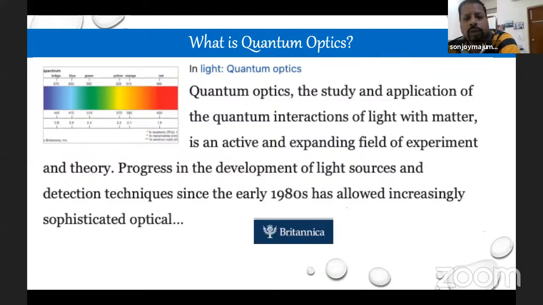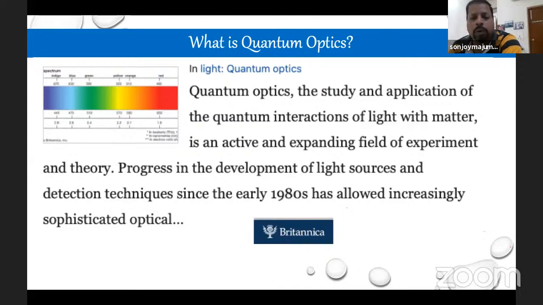There are different definitions available in the literature. I'll try to quote from the encyclopedia. If you see that encyclopedia statement, quantum optics is a study of an application of the quantum interactions between the light and matter. It is an active and expanding field, and I would like to add that it is a vibrating field.